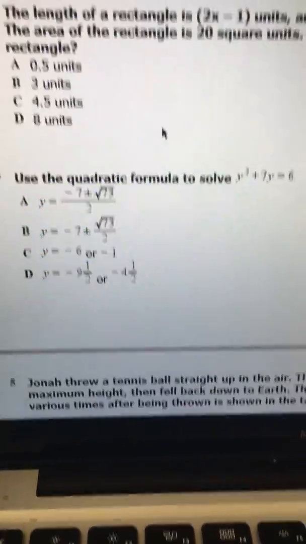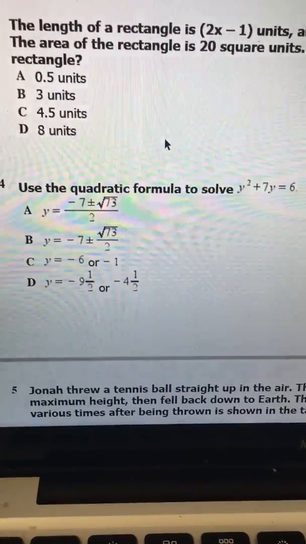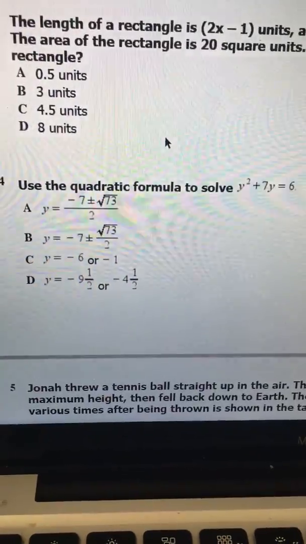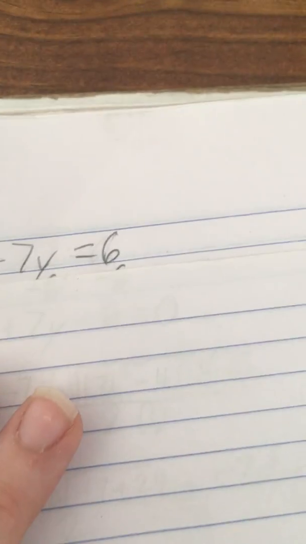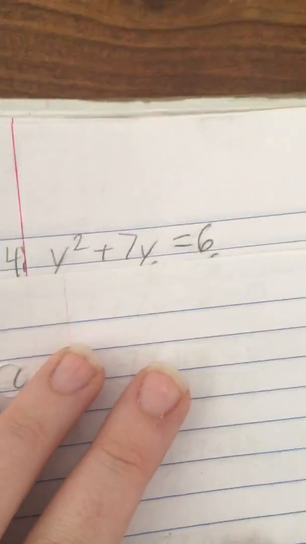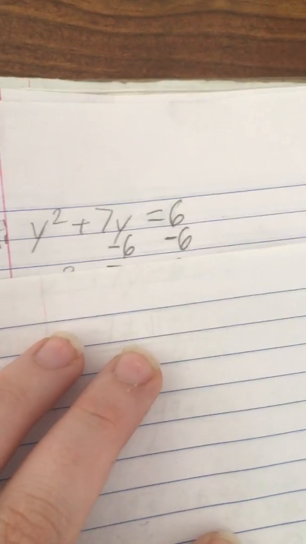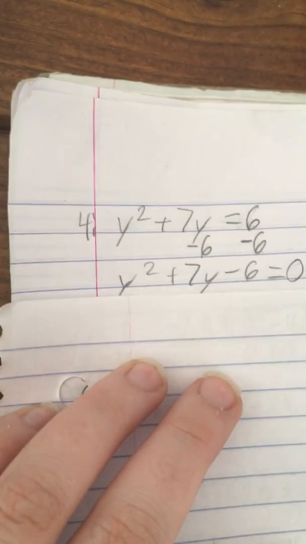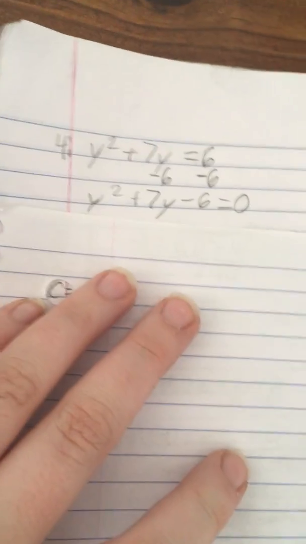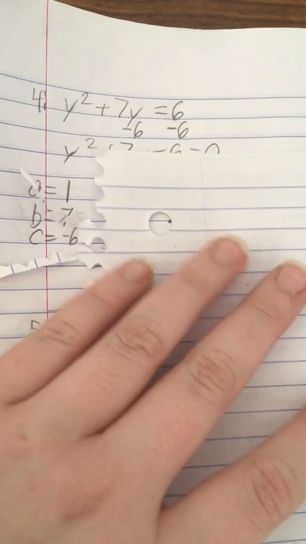Use the quadratic formula to solve y squared plus 7y equals 6. So we have y squared plus 7y equals 6. We're going to subtract 6 from both sides, so you should get y squared plus 7y minus 6 equals 0. Now we're going to take the quadratic equation and do it.